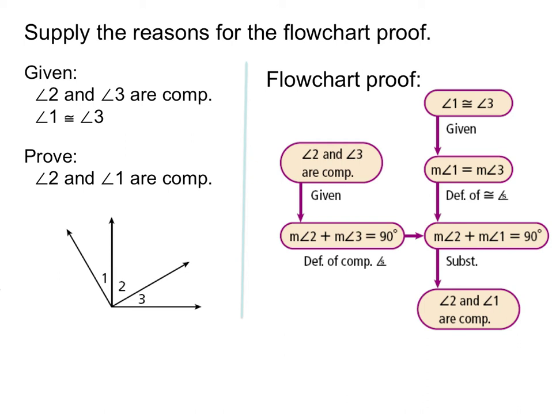Okay, so now that we know 2 and 1 add to be 90, can we call them complementary? We should be able to. Meaning of the word, so definition of complementary angles. Now you might notice as you look at that flowchart proof that we did use the definition of complementary angles in there twice, and the statement that they were supporting looks different. Well, remember, definitions are biconditional, so you can go both ways. If we had the word complementary, we can come up with the equation. If we have the equation, we can come up with the word complementary. So definitions can be used both ways.